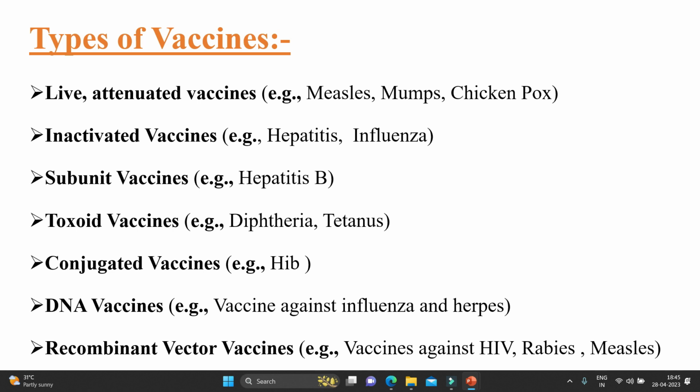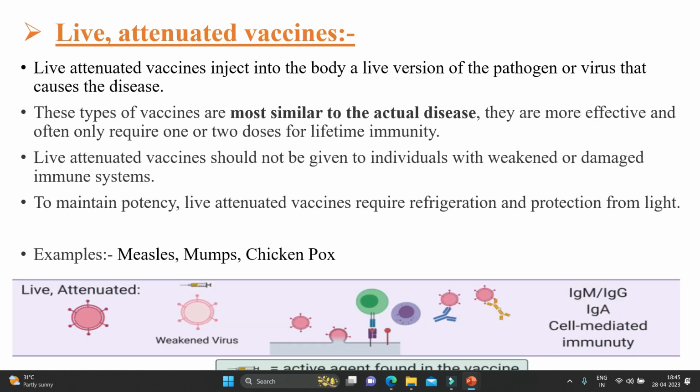Types of vaccines in brief. Live attenuated vaccines: measles, mumps, and chickenpox. Inactivated vaccines: hepatitis and influenza. Subunit vaccines: hepatitis B. Toxoid vaccines: diphtheria and tetanus. Conjugated vaccines: HIV. DNA vaccines: vaccines against influenza and herpes. Recombinant vector vaccines: vaccines against HIV, rabies, and measles.